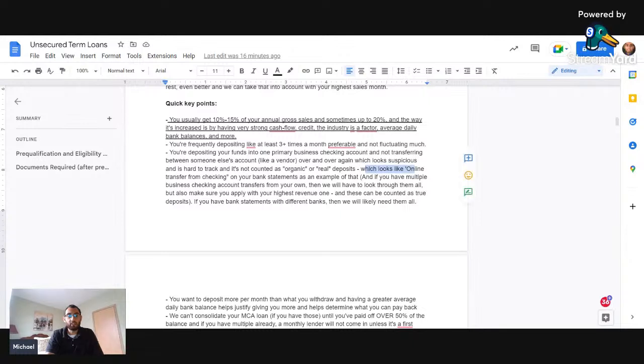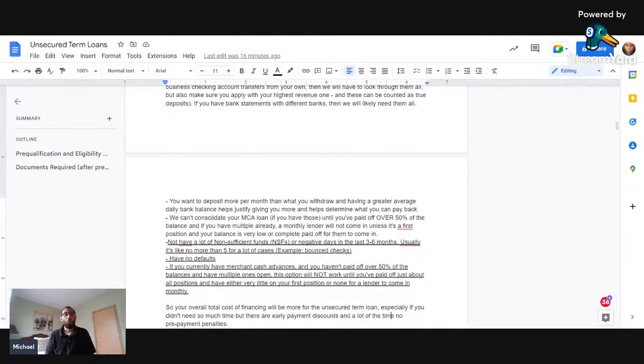So, which looks like online transfer from checking on your bank statements as an example of that. And if you have multiple business checking account transfers from your own, then we'll have a look through all of them. But also make sure that when you apply with your highest revenue one, and these can be counted as true deposits. If you have bank statements with different bank accounts and institutions, then we will need them all. If we're looking for 3 months of bank statements, we'll look at the 3 months of bank statements from this business checking account, and then we'll also look for the ones from the other one. You might need just 3 or maybe more or less.